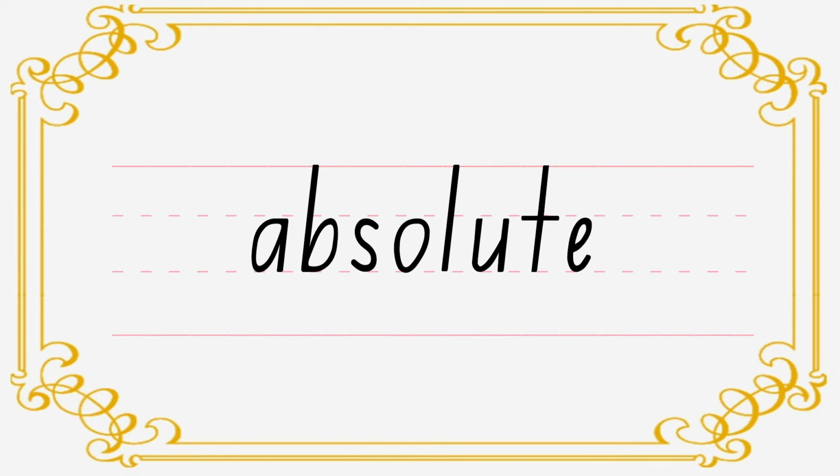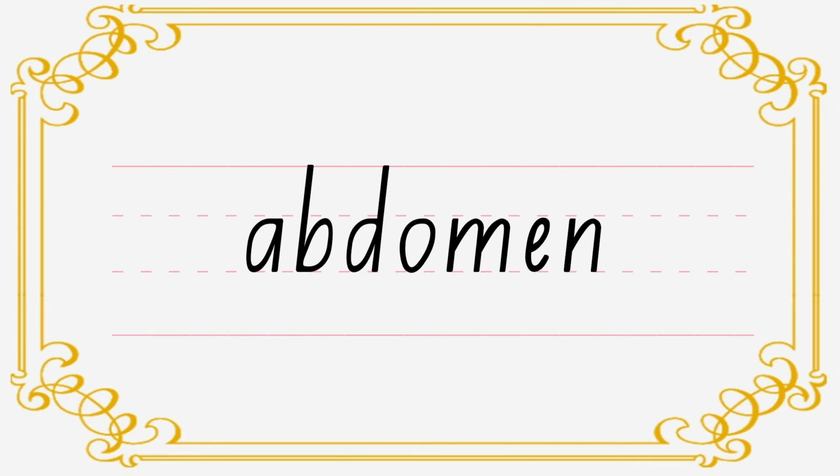Split this word into 3 parts to easily remember how to spell it. AB for ab, SOL for the sol, and then you finish it with the UTE, which uses the Aussie E to make the oot sound. So A, B, S, O, L, U, T, E spells absolute. Your next word is abdomen.